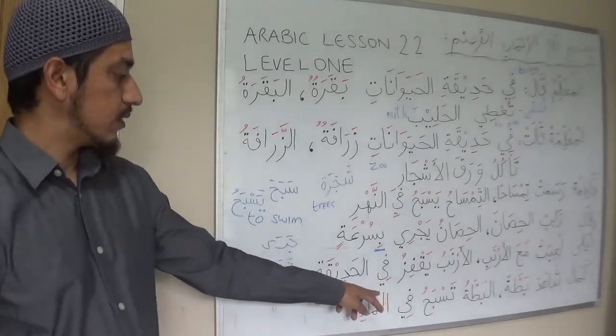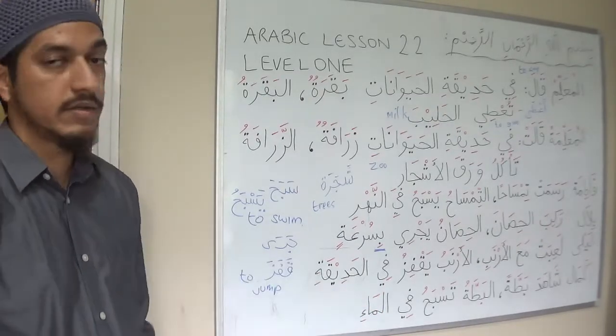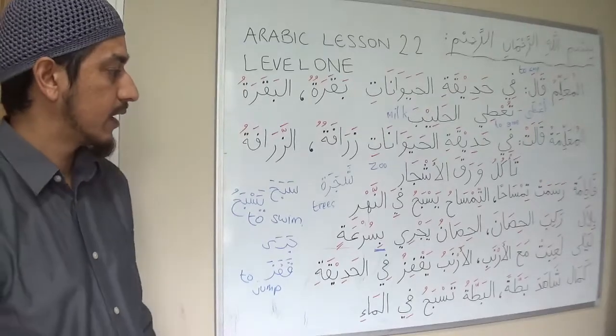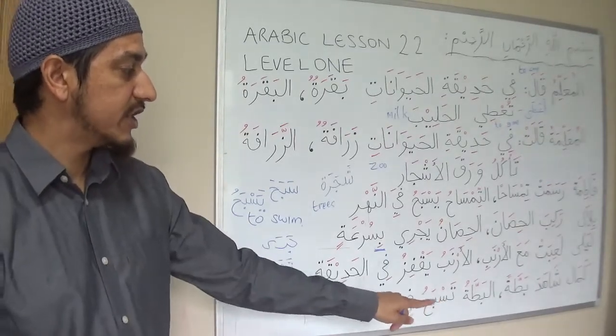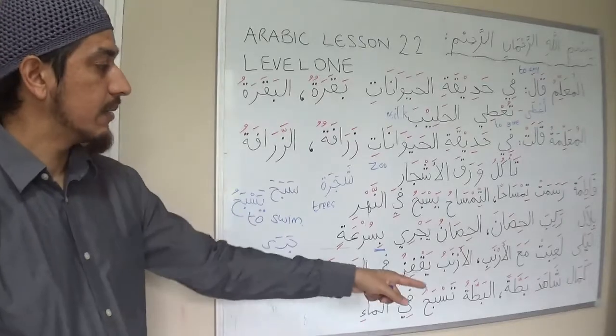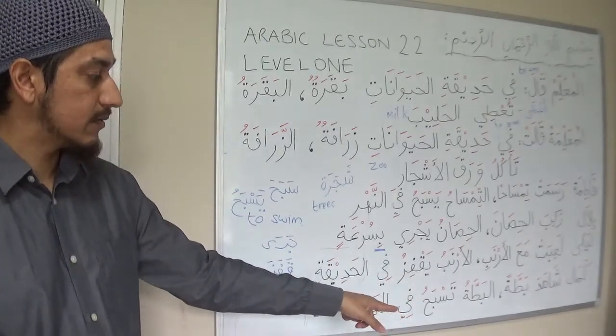So it was jumping, it was hopping, fil hadiqati, in the garden, or in the zoo. And finally, Kamal shahada. Kamal saw. Shahada is in the past. Kamal shahada battatan. He saw a duck.